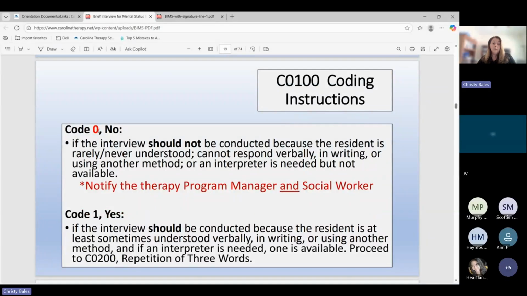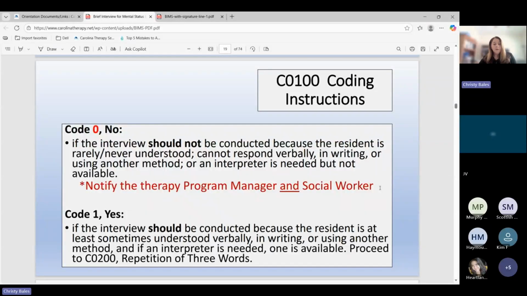The interview, if you feel that you need to code 0, that means the interview should not be conducted because the resident is rarely to never understood, cannot respond verbally, in writing, or using another method, or an interpreter is needed but not available. That last one, interpreter is needed and not available, that's a go-to-the-administrator kind of thing. So I definitely wouldn't code a 0 just for that without trying some other methods. If that's the case and we code 0, the program manager and the social worker need to know ASAP so they can complete that other assessment.